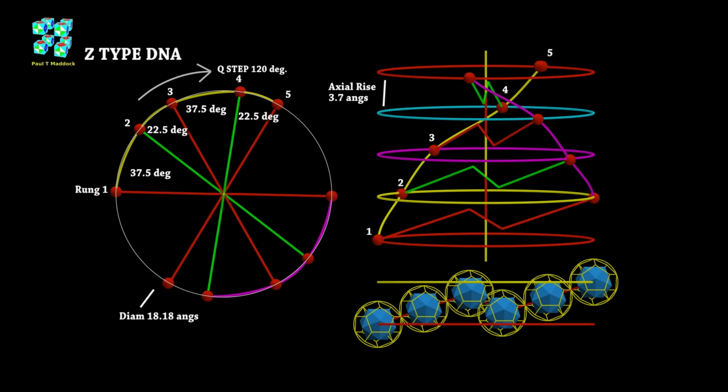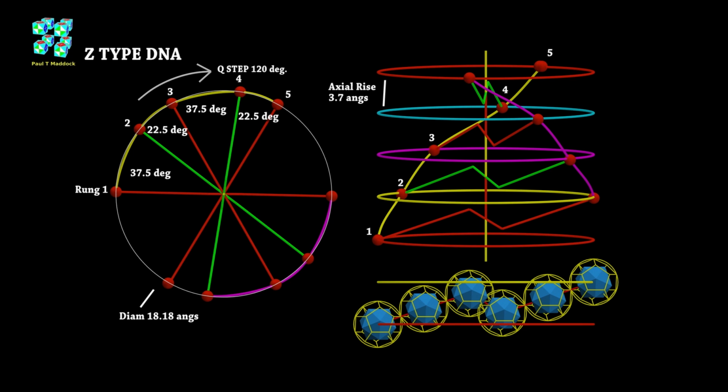I have shown in my earlier videos that the Z-type DNA rotating in the opposite direction is based around the faces of the icosa. Now the icosa has never been mentioned in DNA, but this is real proof that the icosa is involved with Z-type DNA.